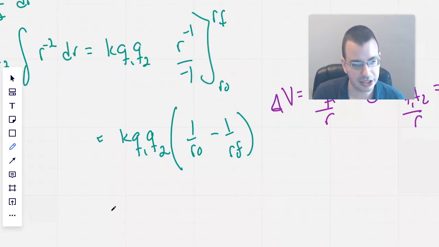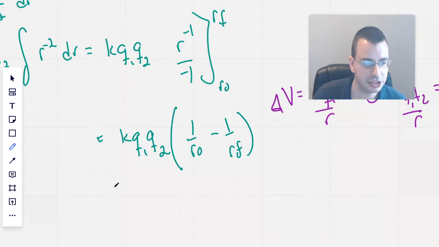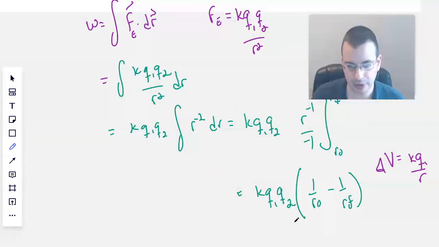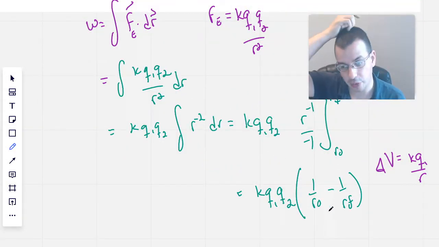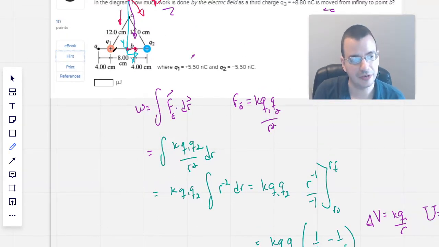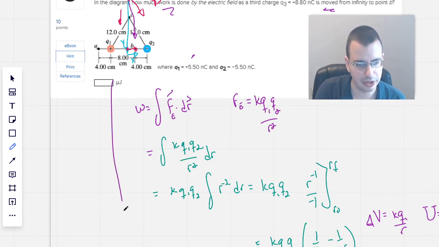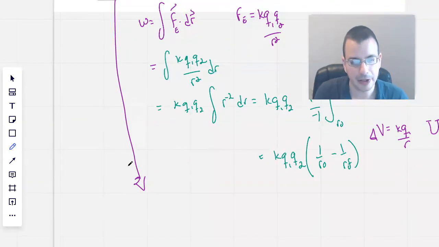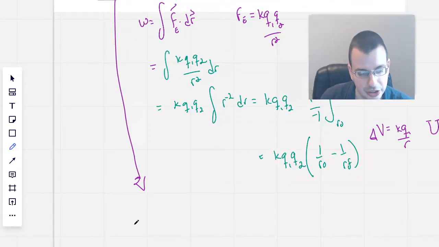Okay, so looking at this, and how we're going to apply this, we're now going to apply this formula, kQ1Q2 times (1/R_initial minus 1/R_final), to both the electric fields generated by Q1 and Q2. So I'll do it down here. I'm going to look at Q1 first. So this is work, or energy.